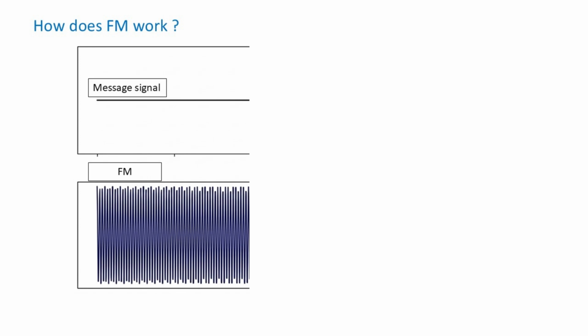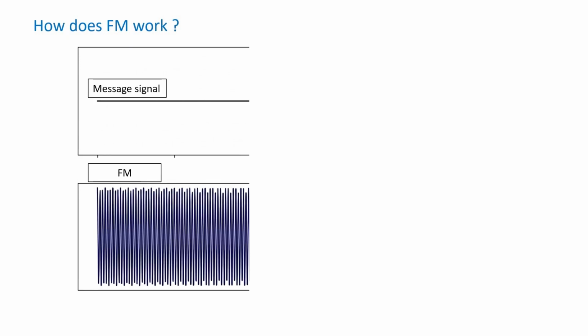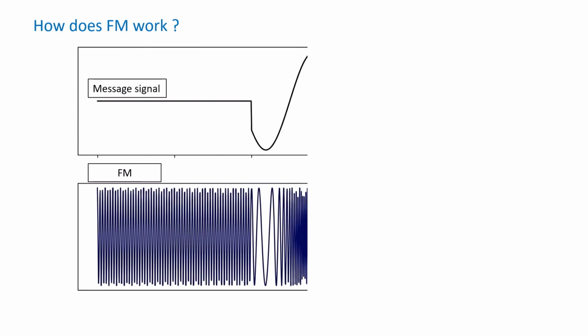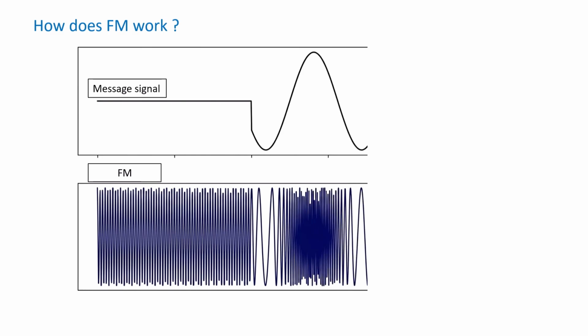Now, let's visually understand the relationship between the message signal and the FM signal through the following example. At the beginning, when the amplitude of the message signal is 0, the carrier frequency stays at its normal value. When the message signal becomes negative, the carrier frequency decreases. And when the message signal becomes positive, the carrier frequency increases.